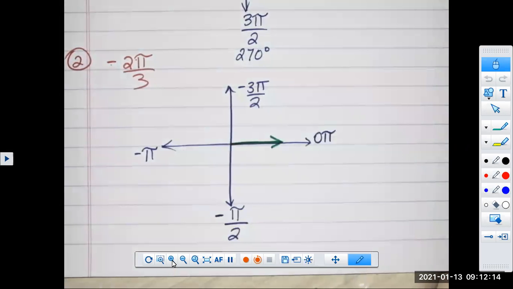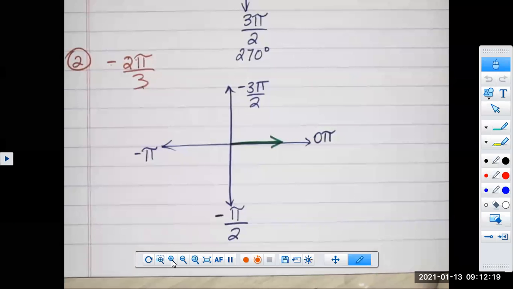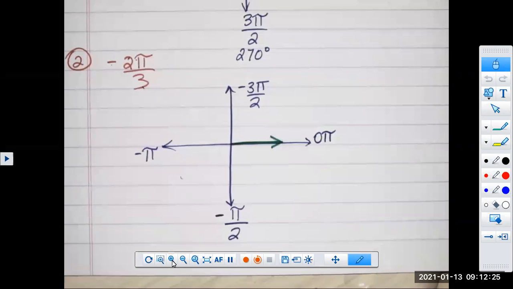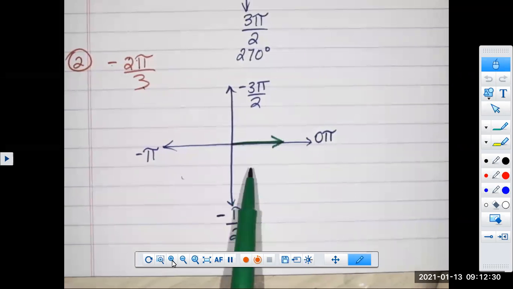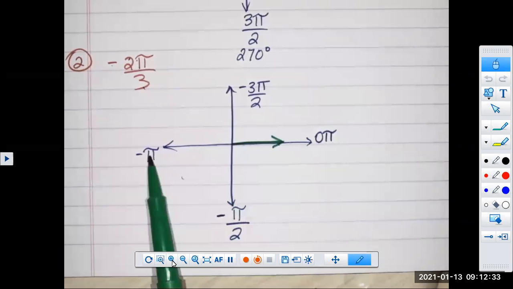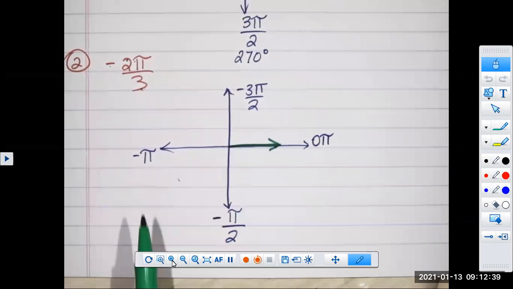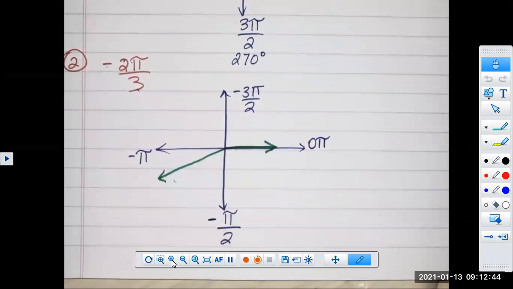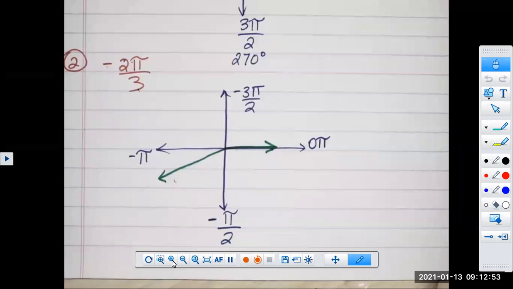Okay, so to get a sense of where negative 2 pi over 3 is, tell me what quadrant it should be in. Should it be in 1, 2, 3, or 4? Good. It's got to be in quadrant 3 because we're starting here and we're rotating this way. 2/3 is really close to 1 pi, but it's greater than 1/2. I'm going to say it's approximately here, because it's closer to 1 pi than it is to 1/2. Does that make sense?